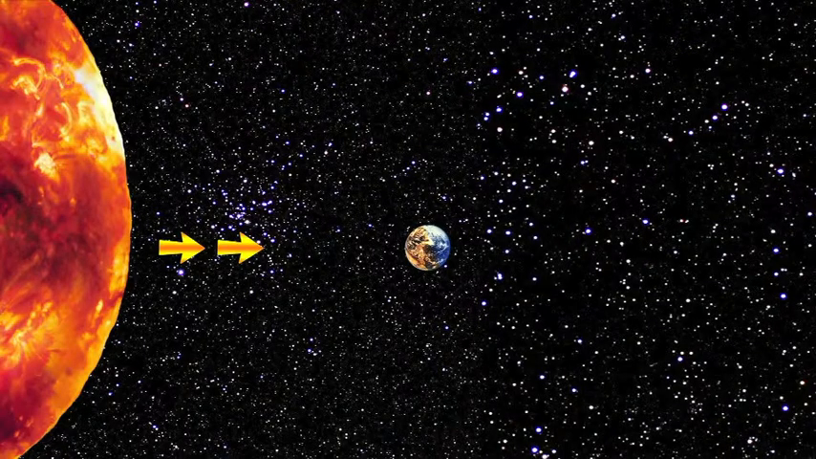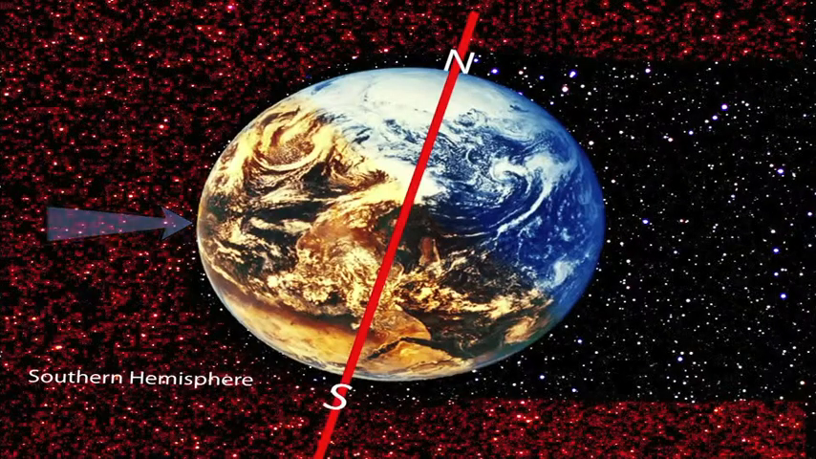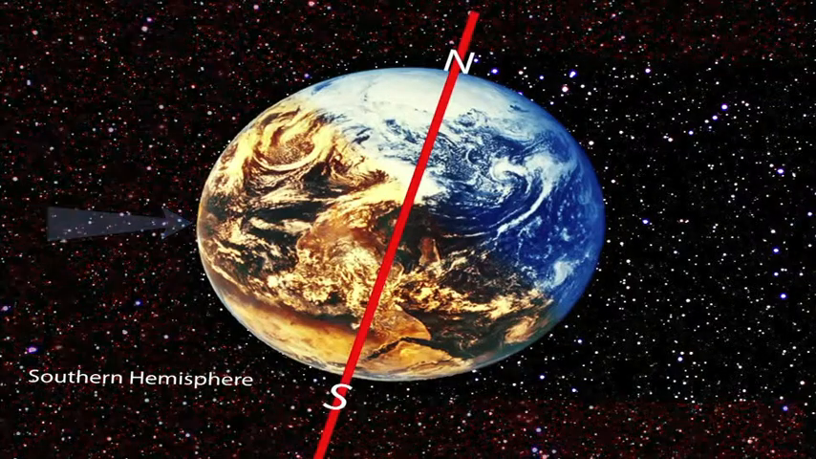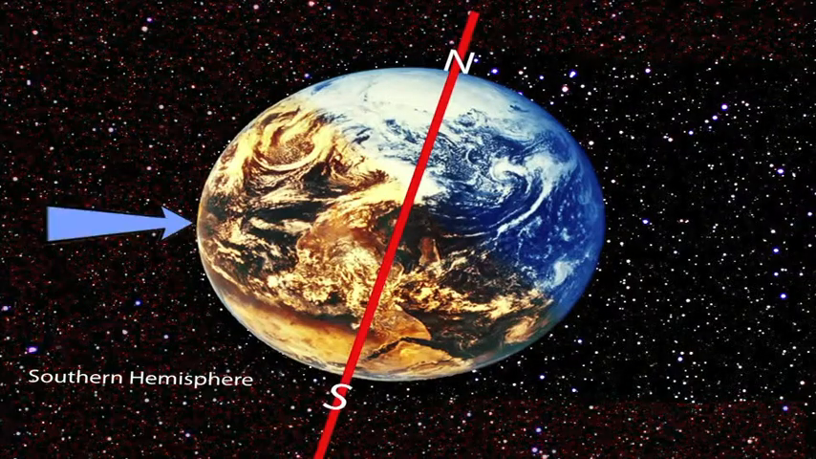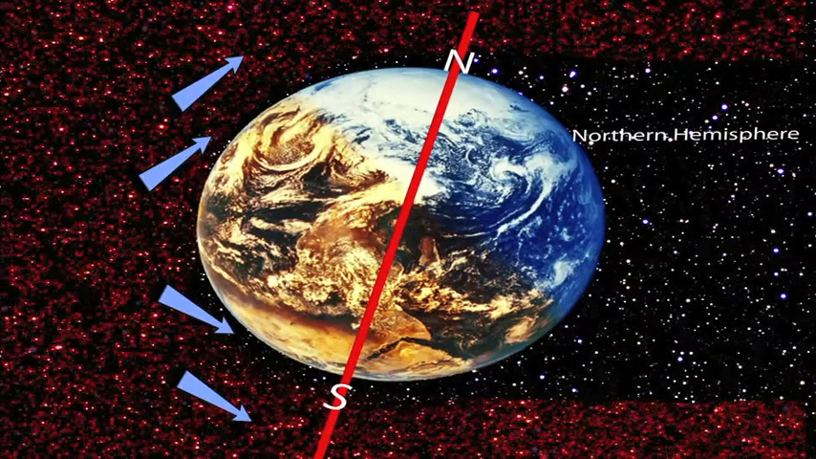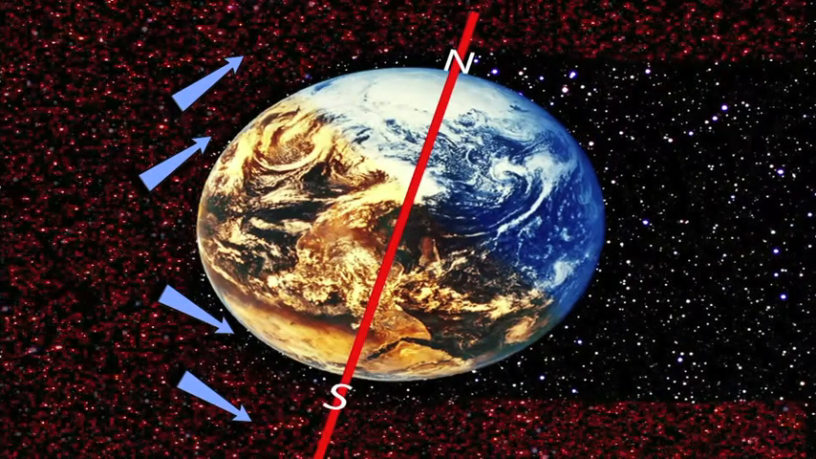Take a look at how the sun's energy hits the Earth on its axis. Do you see how the southern hemisphere gets hit most directly? Because of the tilt of the axis, the northern hemisphere is pointed away from the sun. But the light hits at an angle that causes the sun's energy to be spread out over greater areas.